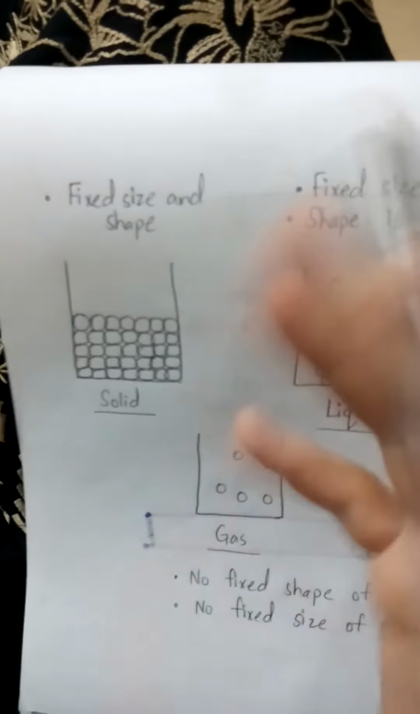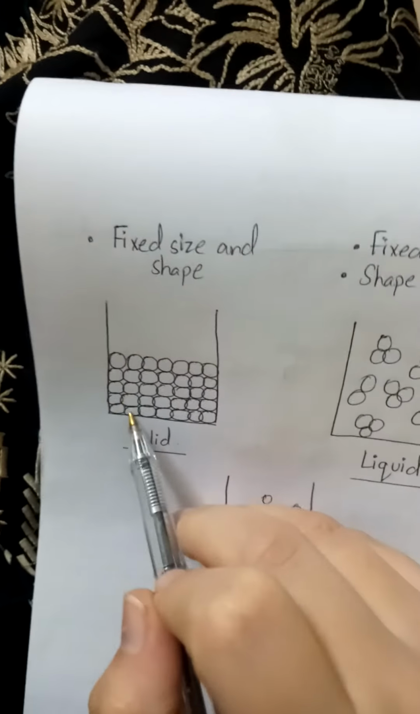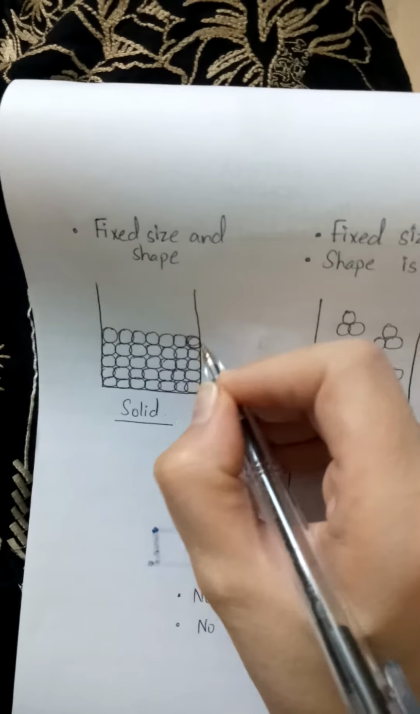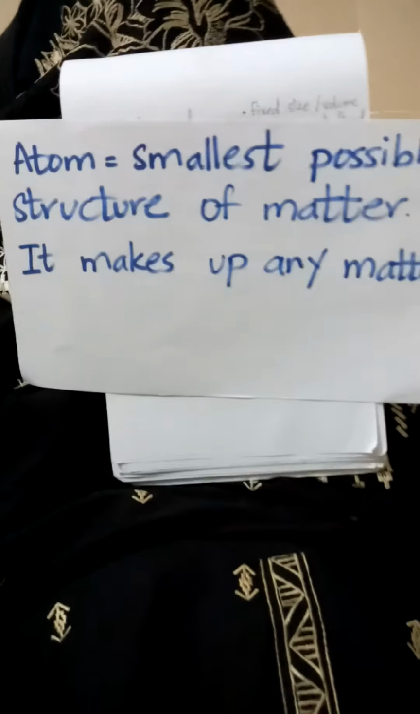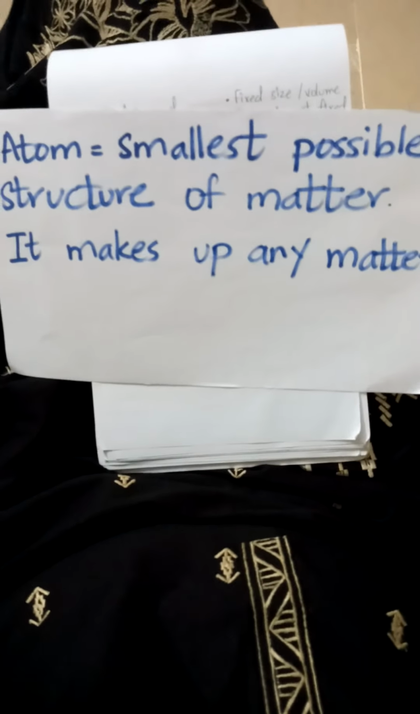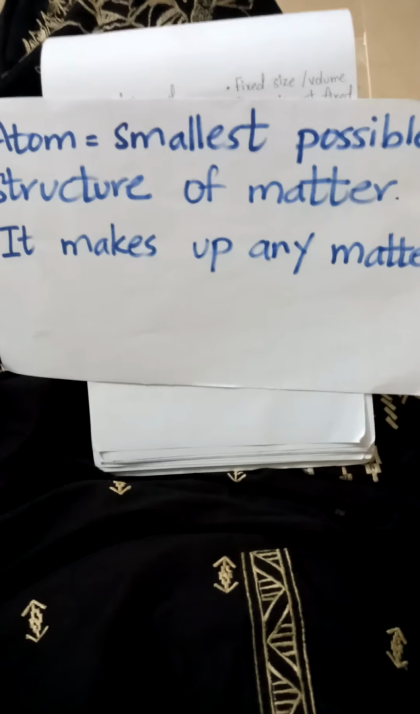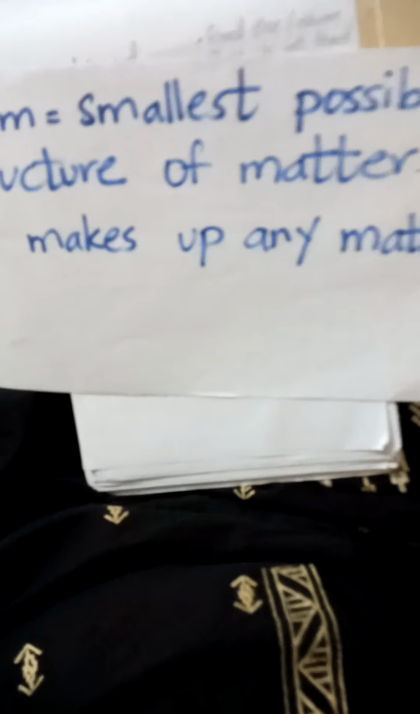And here you can see the arrangement of particles. Now what are they called? You can see there are a lot of particles. Now what is this small one called? It is called an atom. What is actually an atom? Atom is the smallest possible structure of matter. Atom is the smallest thing that makes up matter. All matter is made up of atoms, and the atom is the smallest thing of the matter, right?